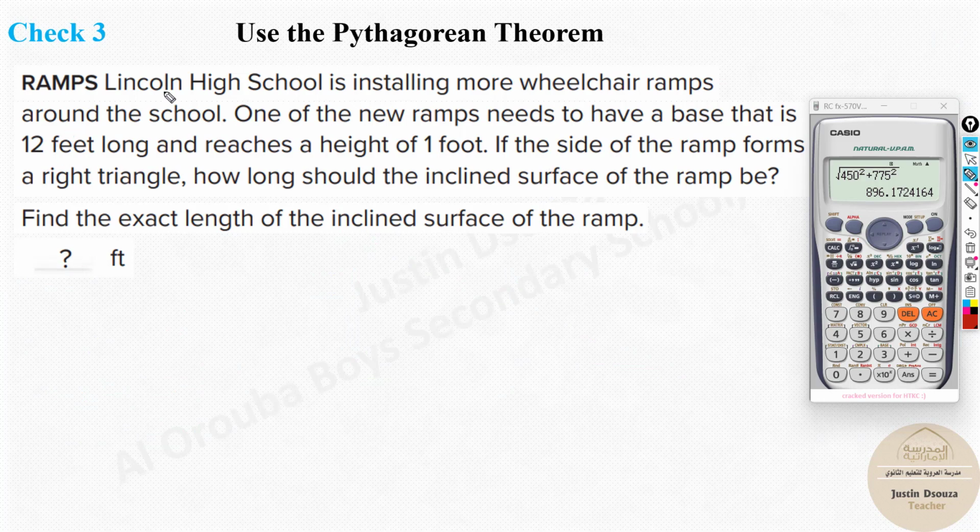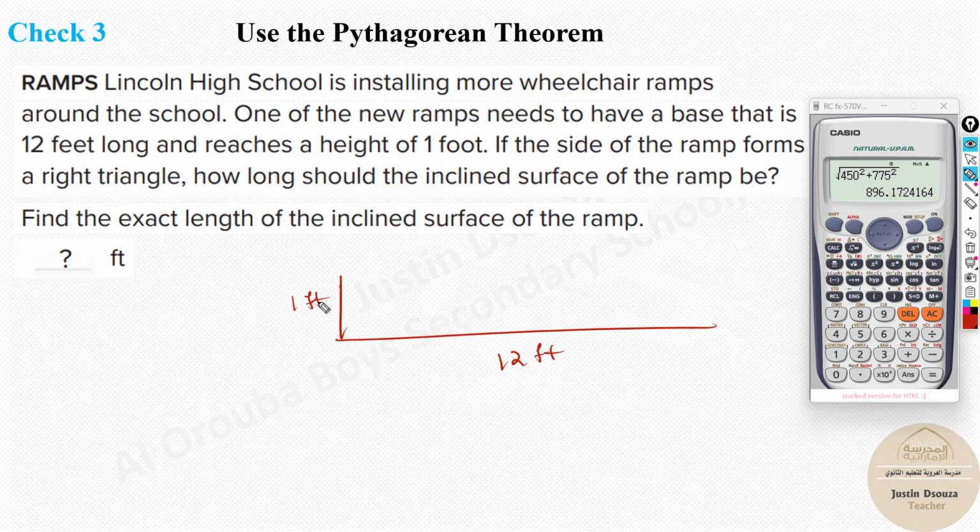Lincoln High School is installing more wheelchair ramps around the school. One of the new ramps needs to have a base that is 12 feet long. Okay, the base over here is 12 feet long. That's a very bad base, it should be straight. Anyway, this is 12 feet long. And the height of this is 1 foot. Feet is plural. If it's 2, 3, 4, we say feet. If it's 1, we say foot.